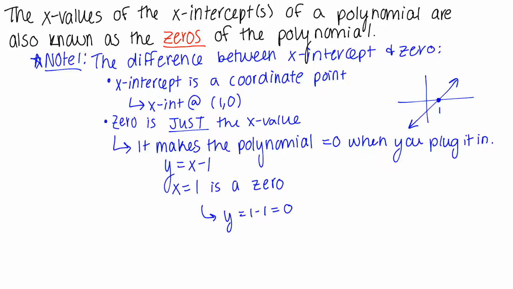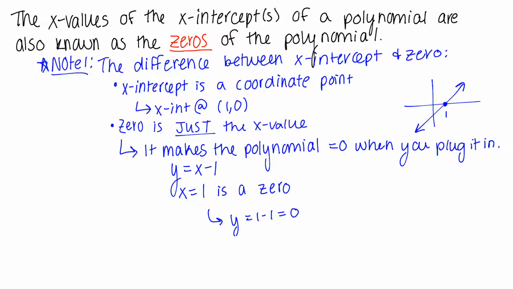So really, zeros are used in a more algebraic sense, even though they have relations to a graph, whereas x-intercepts purely relate to the graph. They are the place where the graph crosses the x-axis. Now, once again, Alex is going to use these kind of interchangeably, but they are different.